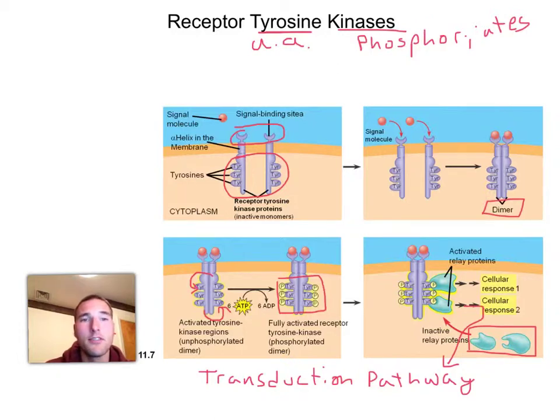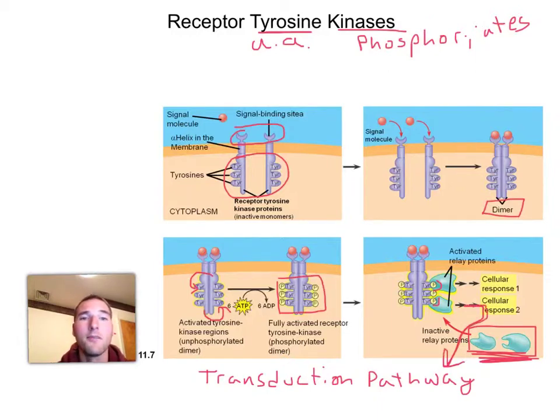In this case, we've got the signal to the inside of the cell, but now we have to launch this transduction pathway. And so we have these relay proteins that they've marked here. Essentially, these relay proteins come along and attach to the phosphorylated tyrosines, and that activates them so that they can pass the signal onto the transduction pathway.